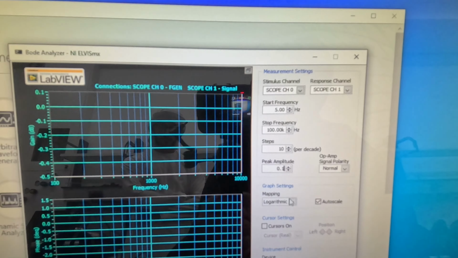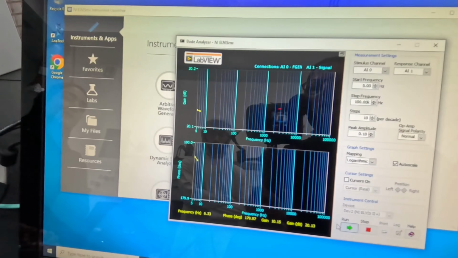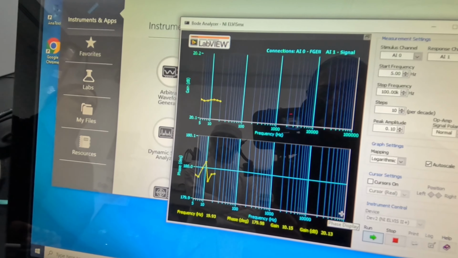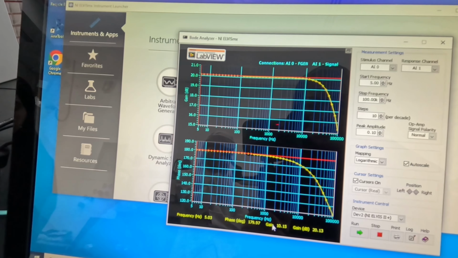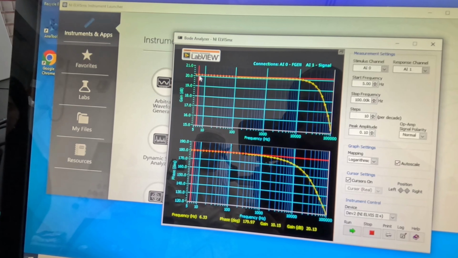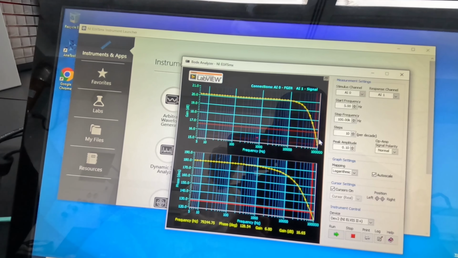And then you choose the appropriate channels. AI0, the stimulus, which is the input, and the response will be at AI1, which is the output of your op-amp. If you run, you're going to see the behavior of the op-amp across frequencies from 5 hertz to 100k hertz. You can turn on the cursors here and look at the gain while I move the cursor. You can see the gain is 10, which is what we expect for these frequencies, and then it starts dropping. At, for example, 100k, it's almost half the expected gain.